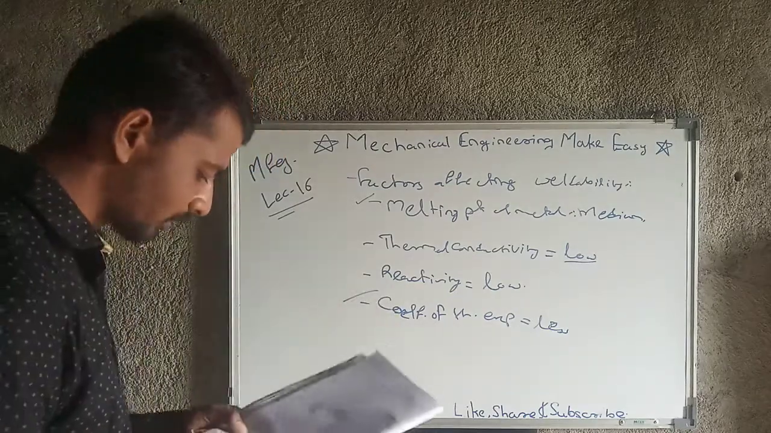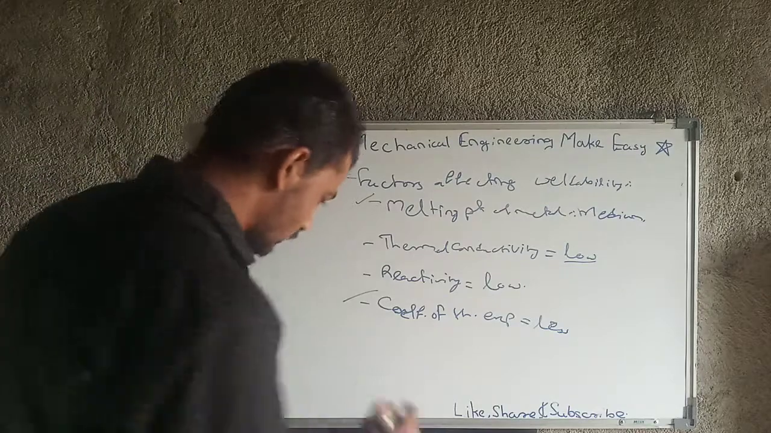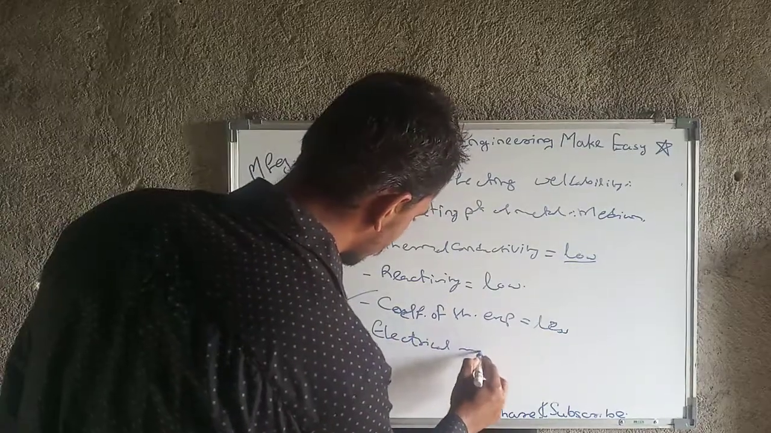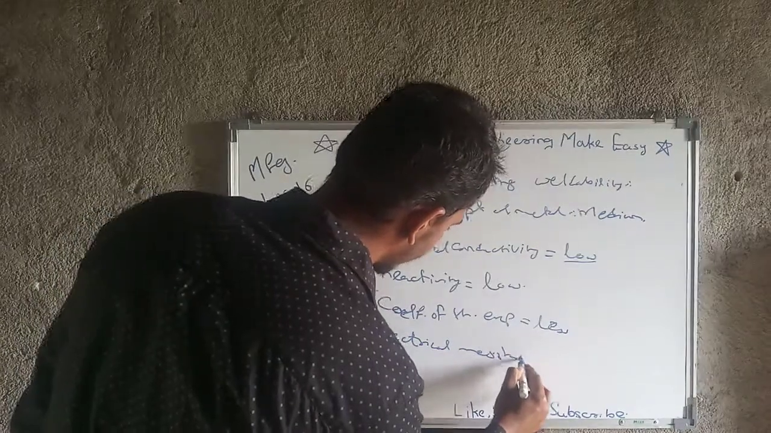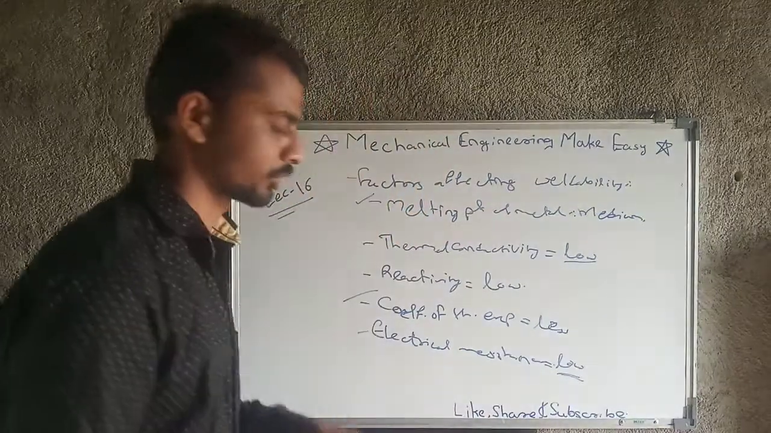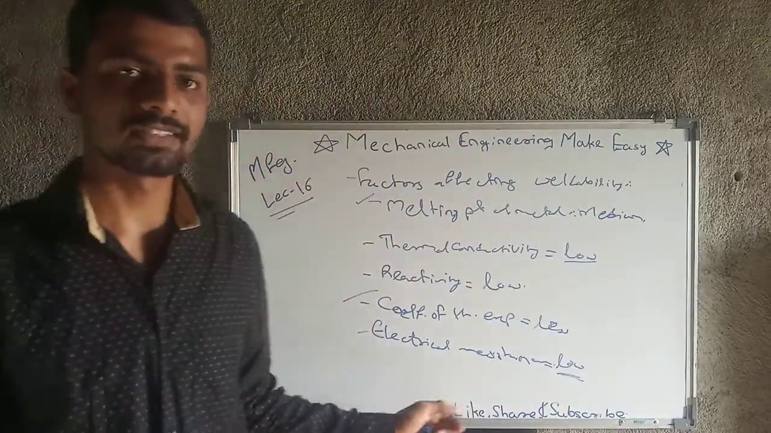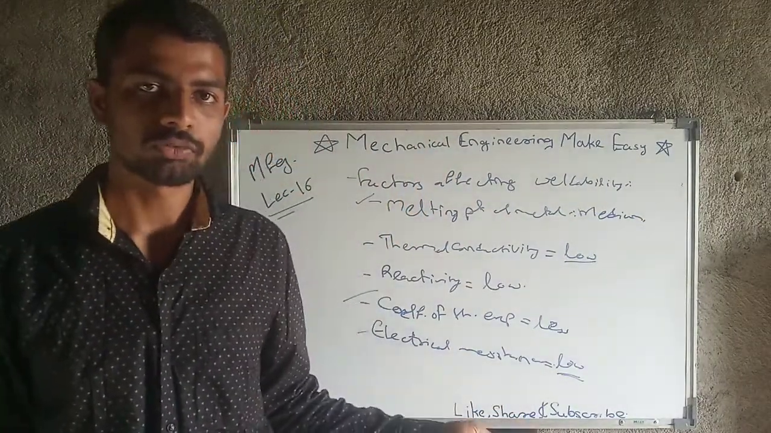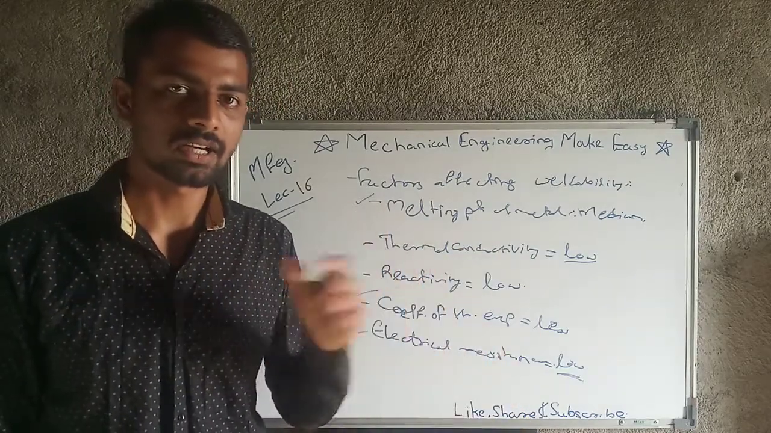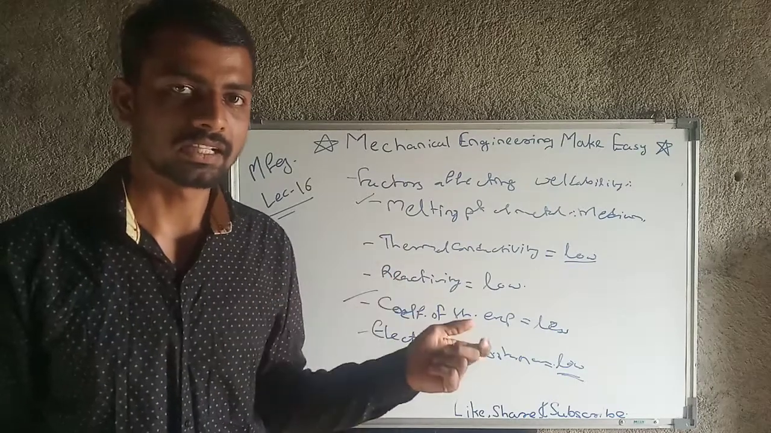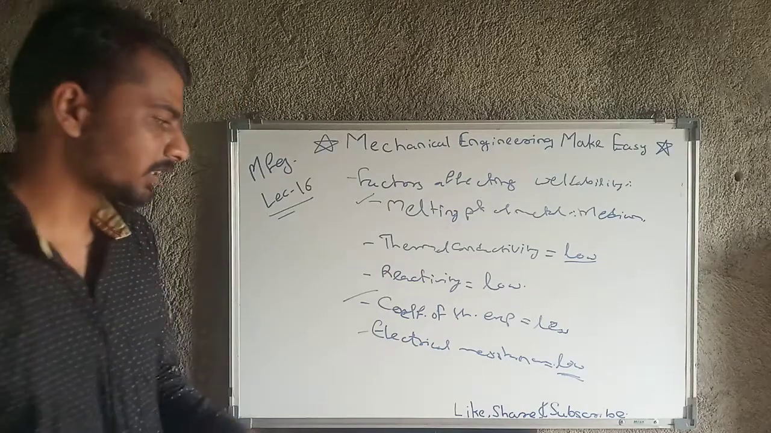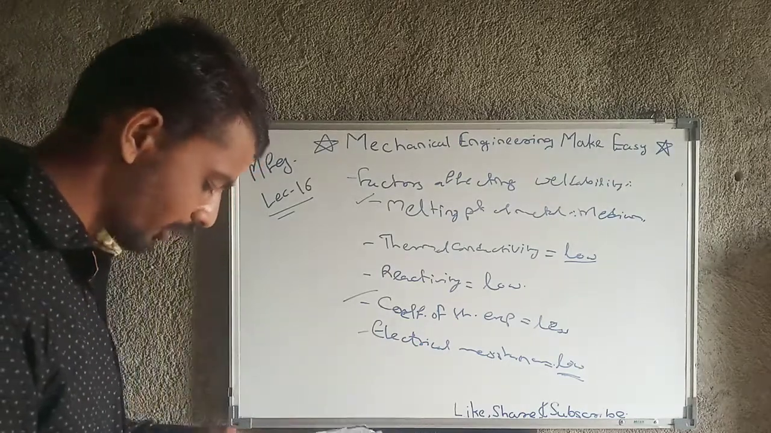This is another point. Then there is electrical resistance. Electrical resistance should be as low as possible, because if electrical resistance is higher, then in a number of cases we are using electrical current there, and if current will not pass properly, then ultimately the losses will be higher. So that's why the electrical resistance should be as low as possible.